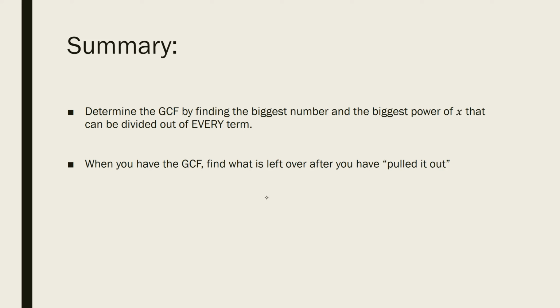Here's your quick summary. Determine the GCF by finding the biggest number and the biggest power of x that can be divided out of every single term. When you have the GCF, find what is left over after you have pulled it out. That you will put in parentheses.